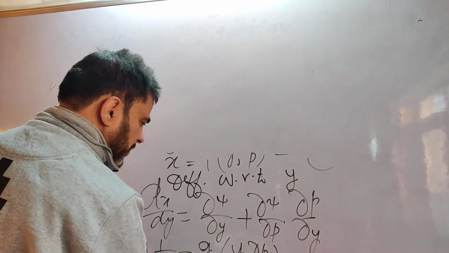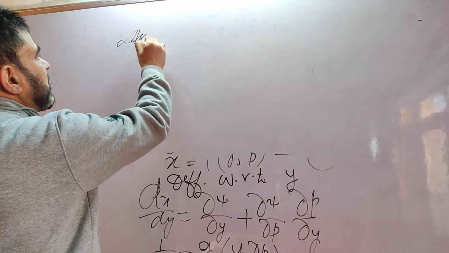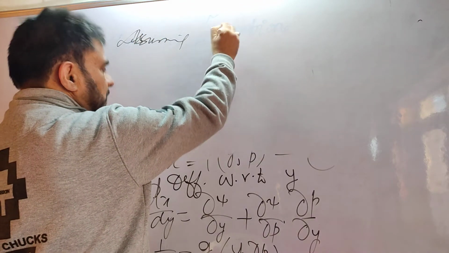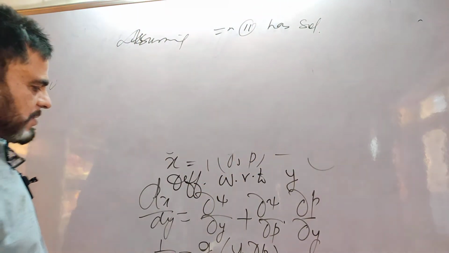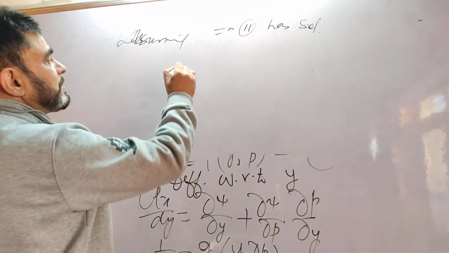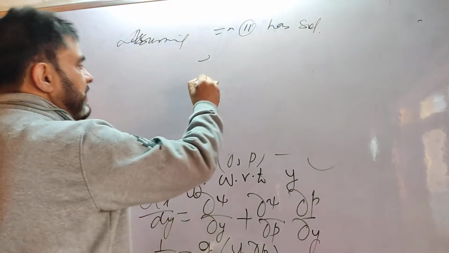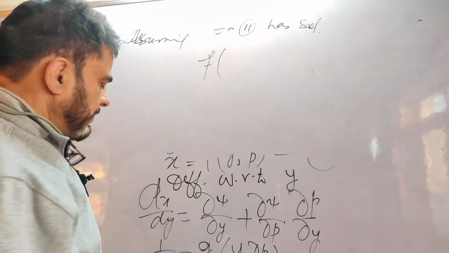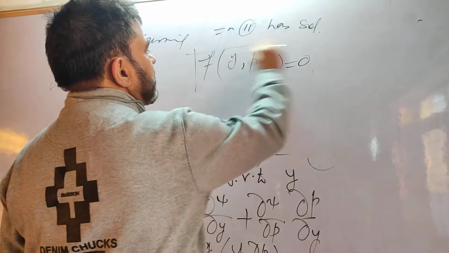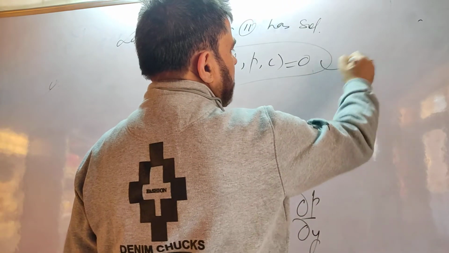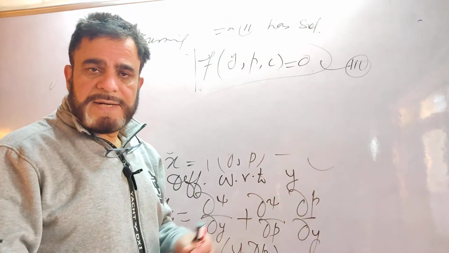As in the previous case, let us assume the second equation has some solution of the form, say, f of y, p and c. We assume that it has a solution of this form. Because it involves y and p, the solution will also involve y and p and some constant c.